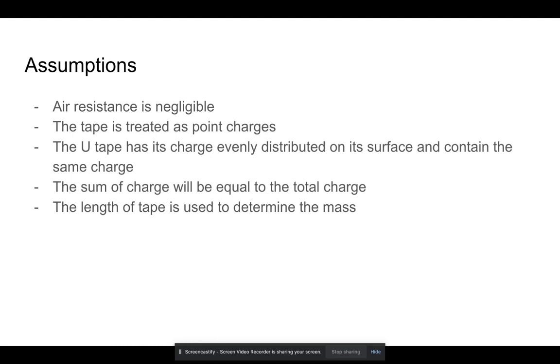Our assumptions: air resistance is negligible, and the tape is treated as point charges. The U-tape has its charge evenly distributed on its surface, and they contain the same charge. The sum of charge will be equal to the total charge, and the length of tape is used to determine the mass.